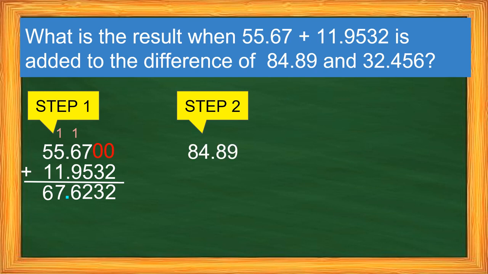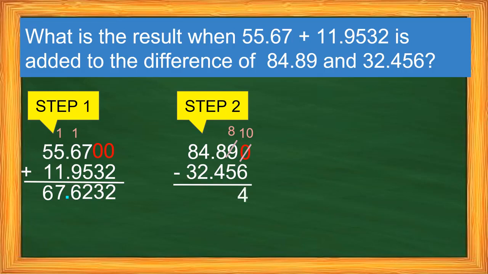So 84 and 89 hundredths minus 32 and 456 thousandths. Right? Meron na namang blanco na space, so dagdagan natin ng 0. And then, let's go ahead and do the subtraction. Kaya lang, 0 minus 6, kulang siya. So, dapat manghiram tayo sa 9. So, ngayon, ang 0 ay magiging 10 at ang 9 ay magiging 8.